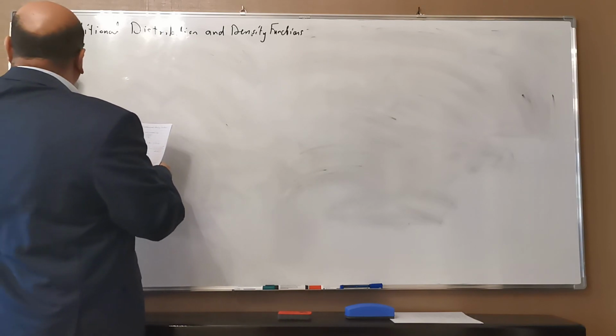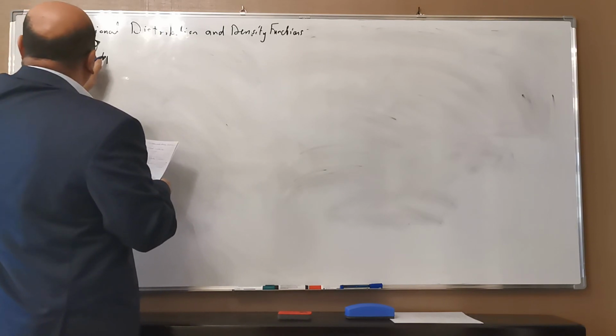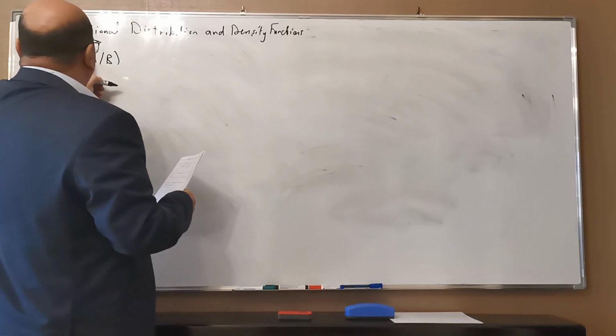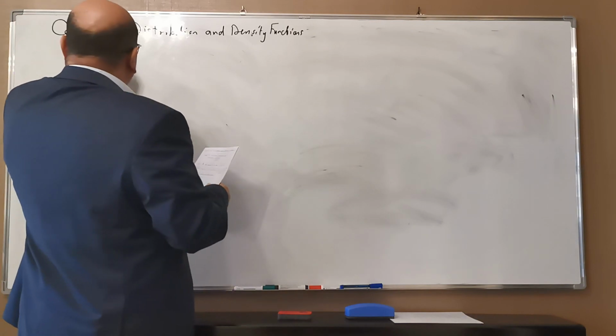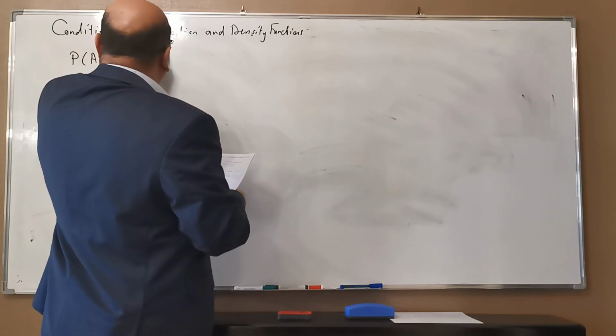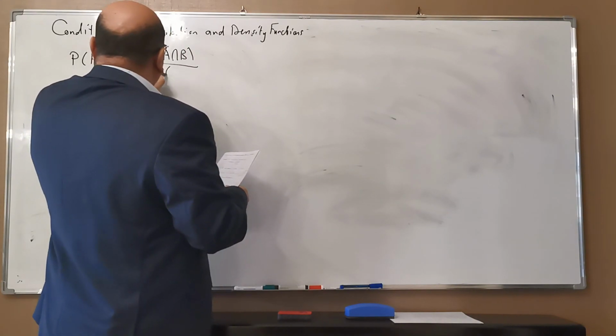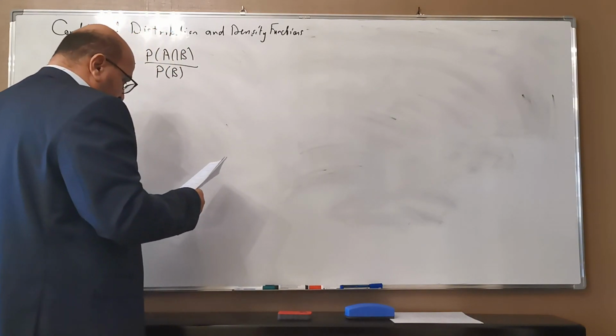If we remember the probability of A given B, this is the conditional probability, where A is an event and B is another event. We said that this is the probability of the joint event of A and B, normalized by the probability of B.